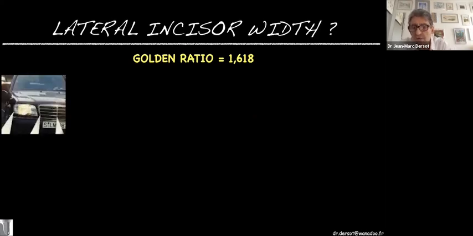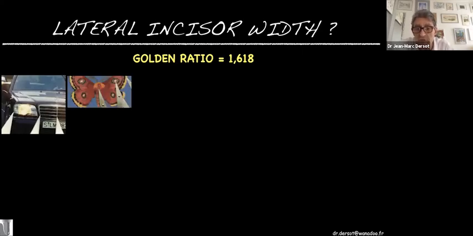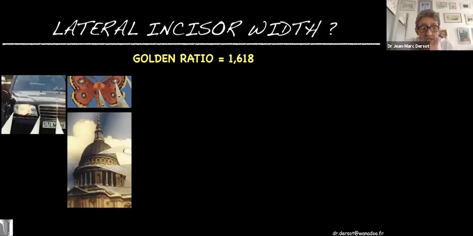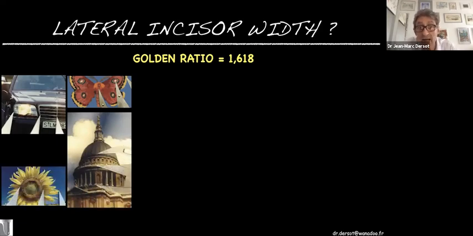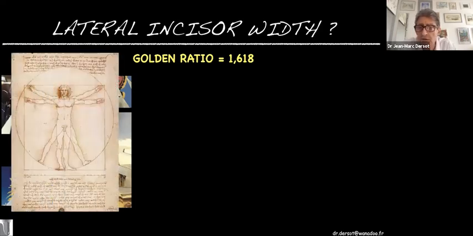The first one is to use the golden ratio. It is said that the golden ratio is found in nature or in everything that humans can create, for example, in architecture, concerning cars, but also on animals, on flowers. The golden ratio was proposed by an Italian from Pisa named Fibonacci. It was in the 11th century.